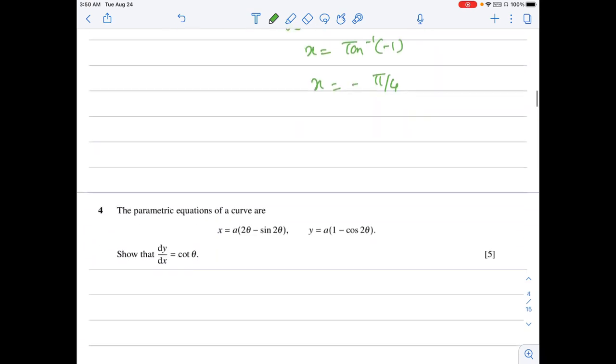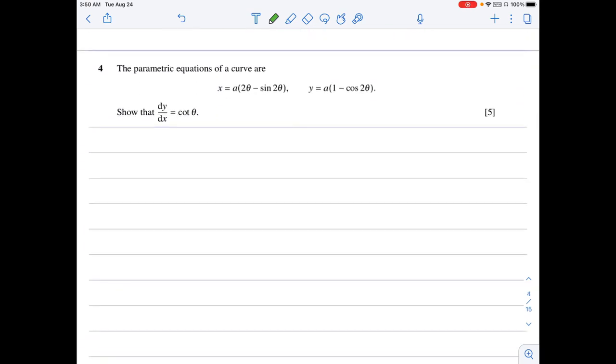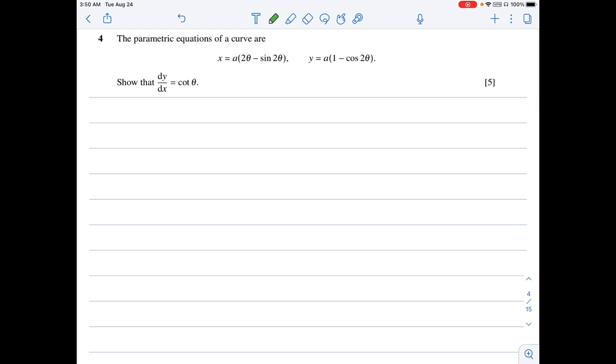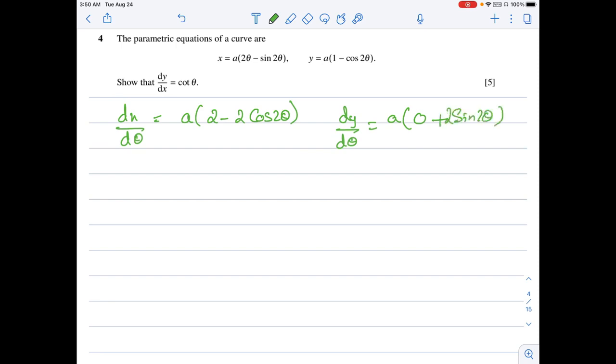That's question number 3. Coming to question number 4, the parametric equation, show that dy by dx is cot theta. So first find dx upon d theta, which is a times (2 theta minus sine 2 theta). The derivative of 2 theta is 2, sine 2 theta derivative is cosine 2 theta times 2, chain rule. Similarly, dy by d theta, a times 1, derivative 0, minus cosine derivative is minus sine, so it becomes positive sine 2 theta. 2 theta derivative is 2.